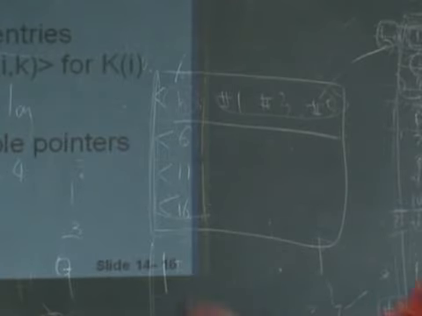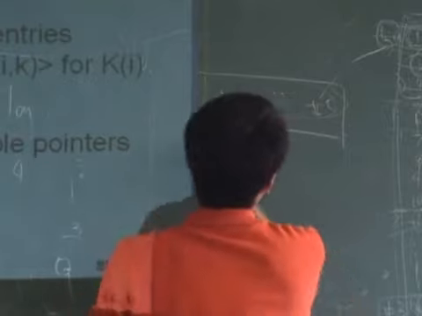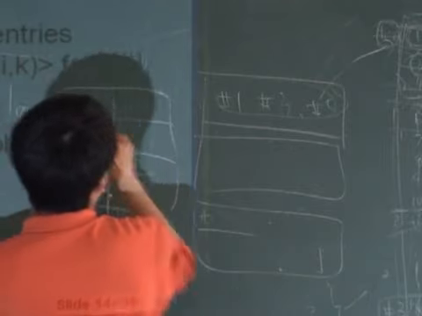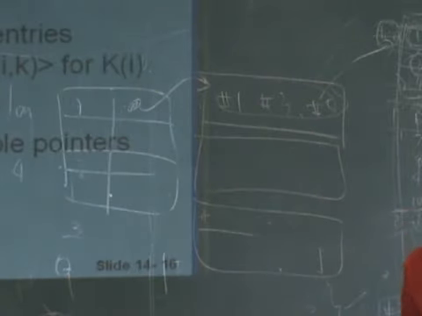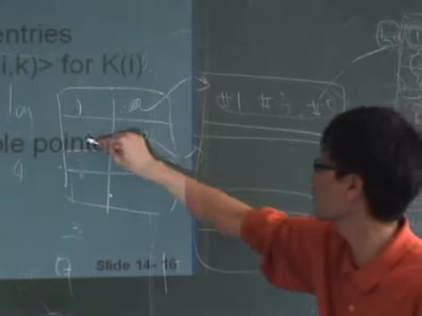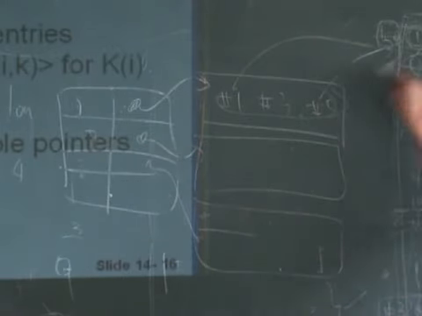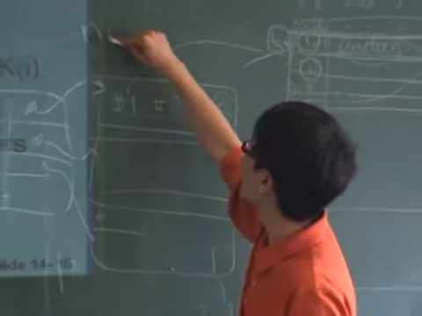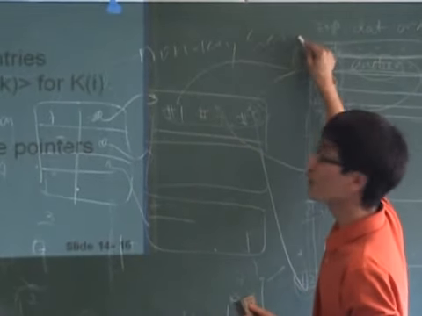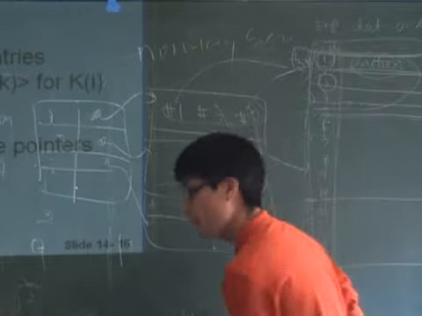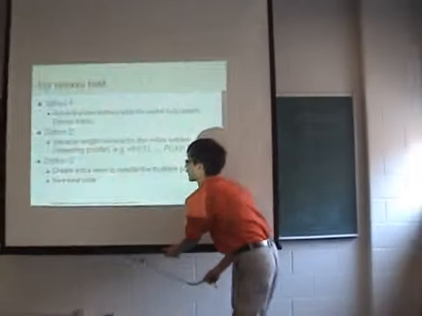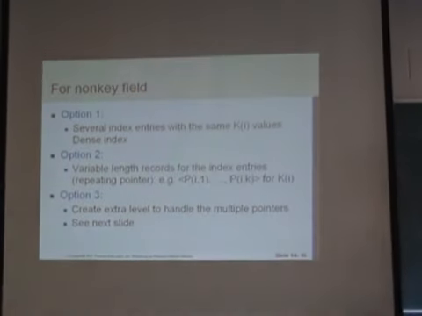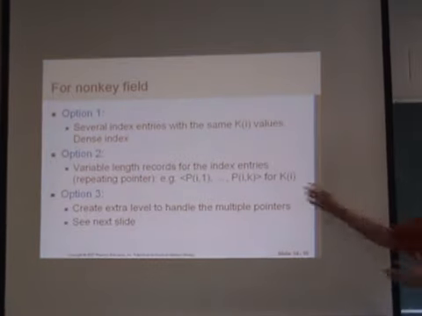Why? We don't know how many addresses there are. So why don't we make a separate block? And this is the index. One, then a pointer to this one. Then this is a pointer to this one, this one has a pointer, this one has a pointer. Okay, this is the non-key secondary index. Actually, this is the same idea as what I mentioned, several index entries with the same key. That is the same idea as this one.